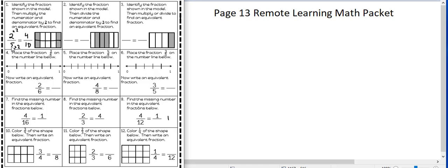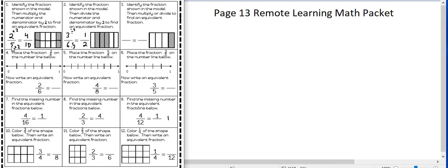Number 2, identify the fractions shown in the model, then divide the numerator and denominator by 3 to find an equivalent fraction. So 1, 2, 3, 4, 5, 6. All right, so 6 is my denominator. That's how many pieces there are altogether. How many are shaded in? 3. All right, and I will divide them both by 3, like it asked. 3 divided by 3 is 1. 6 divided by 3 is 2. So I get 1/2.